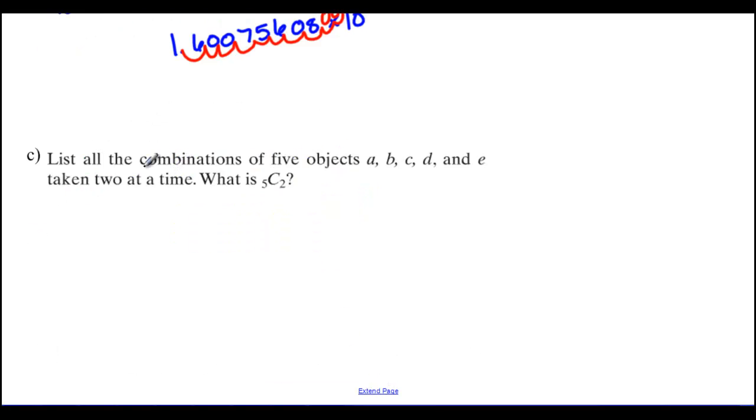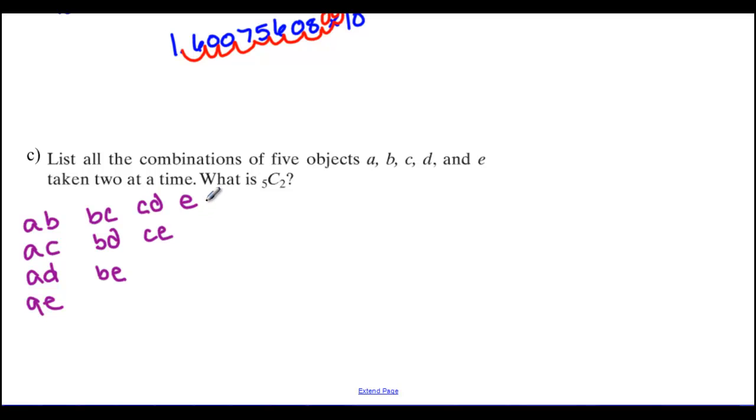All right, and then for C, this is very similar to the last problem on the previous page, except now we're dealing with combinations. So now the order does not matter, which means that AB and BA would be considered the same thing. So we'll list all of the combinations. We'll pair A with everything: AB, AC, AD, AE. Now we're going to pair B with everything. B was already paired with A, and B will not pair with itself, so we're going to have BC, BD, and BE. Now we'll do C. C's already been paired with A and B, so CD, CE.